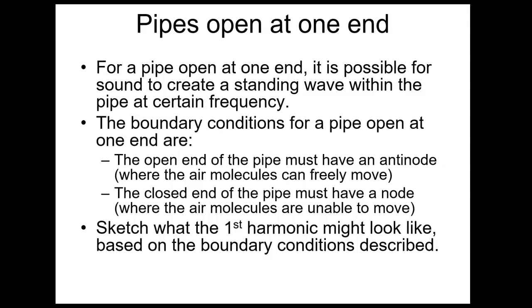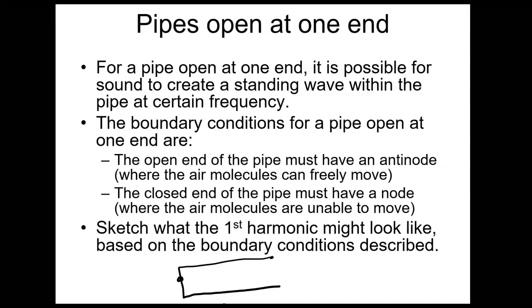The closed end of the pipe has to have a node because the air molecules can't move there because it's closed, and so that has to be a node of the standing wave. Okay, so based off of the boundary conditions I've described, here is what the first harmonic for such a standing wave looks like. So here's a pipe that's closed at one end.